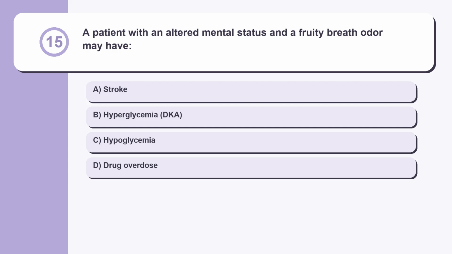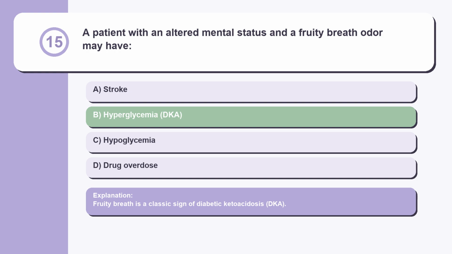Question 15. A patient with an altered mental status and a fruity breath odor may have stroke, hyperglycemia, DKA, hypoglycemia, drug overdose. Fruity breath is a classic sign of diabetic ketoacidosis, DKA.